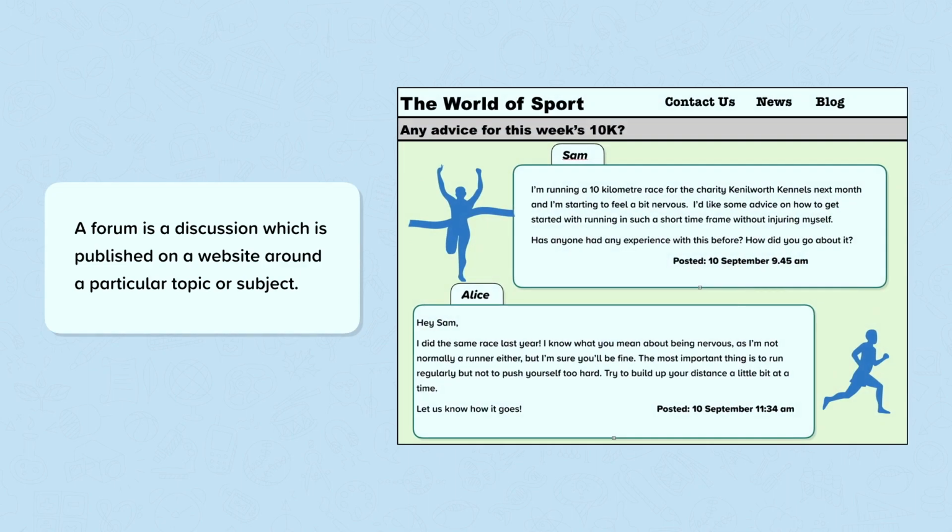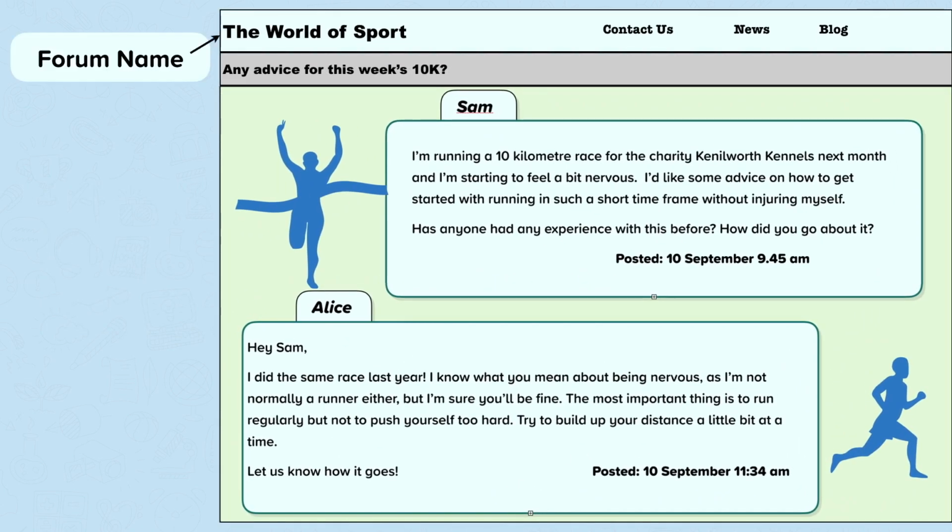Forums can be about many different topics, including traveling, lifestyle, health, cooking, politics, education, and many more. We can see that this is clearly a forum. It has many of the features you would expect. This forum has a name and it has a topic. We can see people's names and we can see their messages.